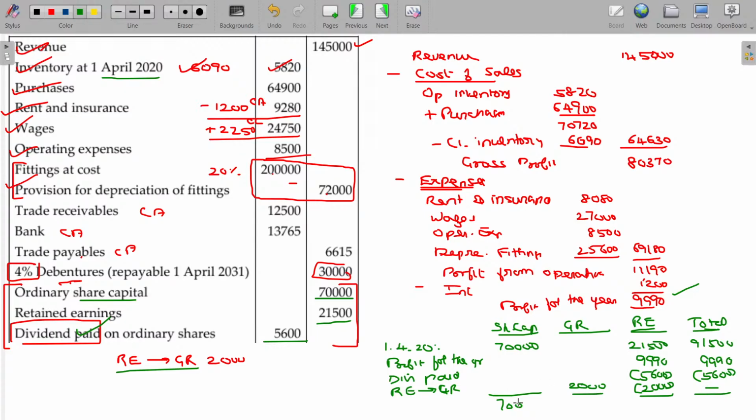So this value is 70, this value 2000, and this value being 23,890. Overall value being 95,890. So carrying around 12 marks for these two illustrations. 13 marks. Okay, 13 marks.